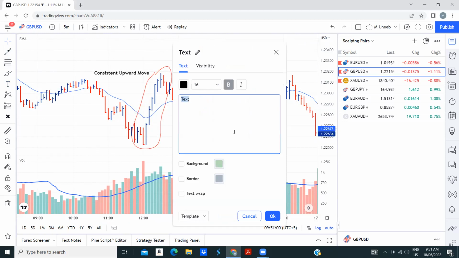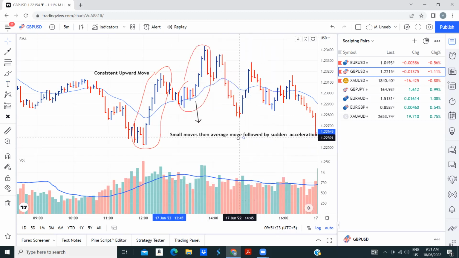What do we see? We see small moves, then average, followed by sudden acceleration, right? You can see this characteristic very easily on this chart here.